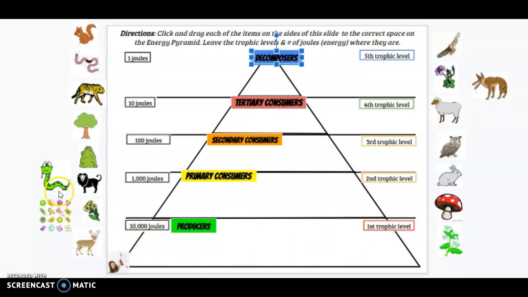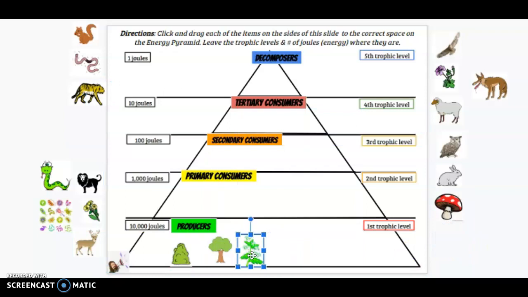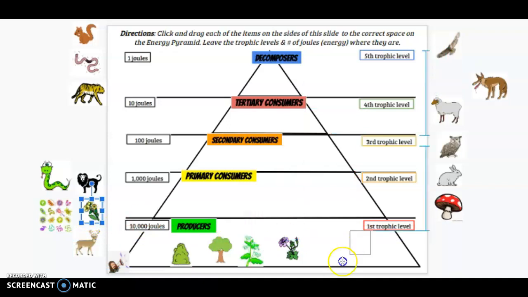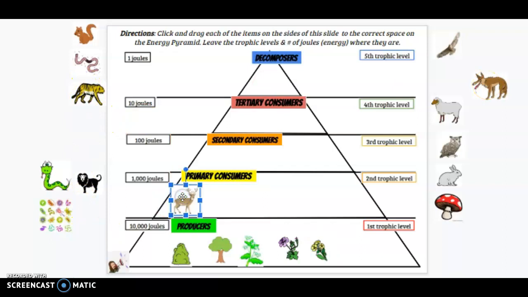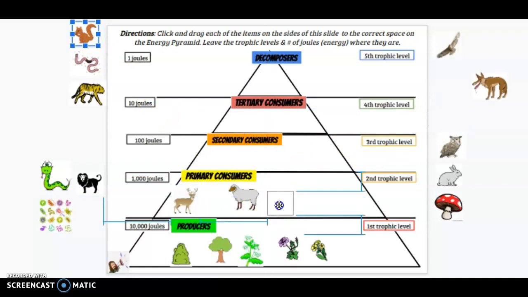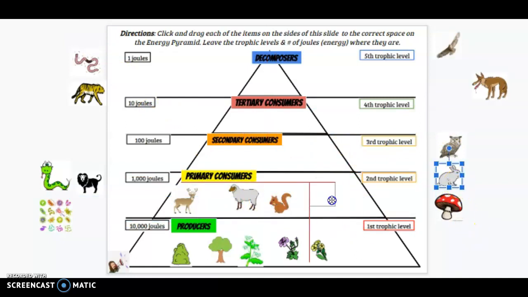That's where most of the energy is because they're getting all the energy from the sun. So anything that is alive, it is a plant, it photosynthesizes, will live in the producer box. They take the sun energy and make food for themselves, and then you have a whole level of primary consumers that are going to eat the plants. So these are herbivores, or animals that eat plants. We have a deer, sheep, the squirrel, and the bunny rabbit. Those are all plant eaters.